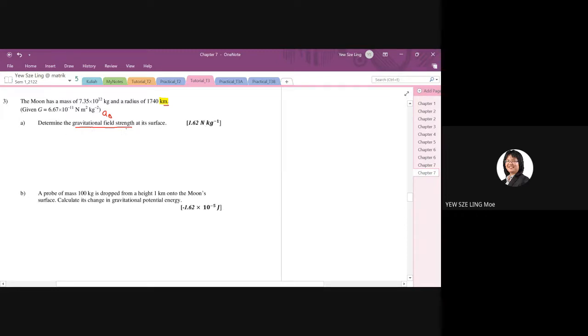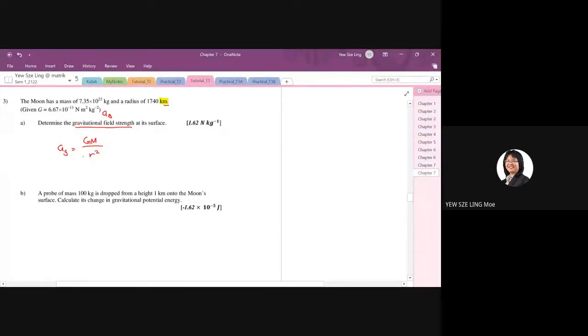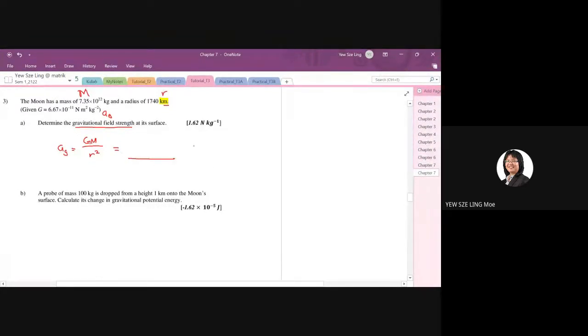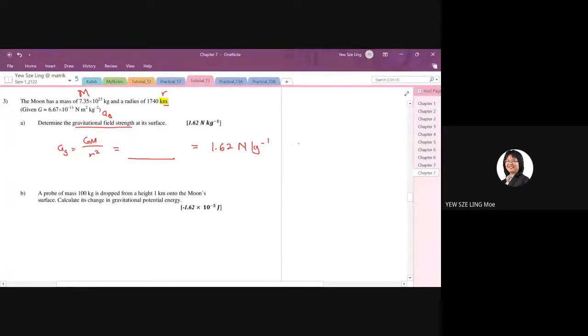So it determines the gravitational field strength at the surface. Now you want to calculate a_g. So what is the equation of a_g? a_g equals GM over R squared. So we have this equation, and we have the mass, and now we have the R in the question. You plug it in, making sure everything is in SI units, and then you should obtain 1.62 N kg^-1.